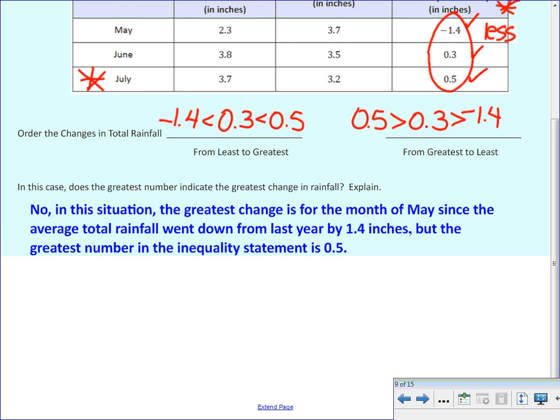You need to write that in your notes, please. Pick up your pencil and add that to your notes. So 0.5 is the largest digit, but that doesn't mean it was the biggest change. Does that make sense? Is anybody still a little confused by that? Okay.